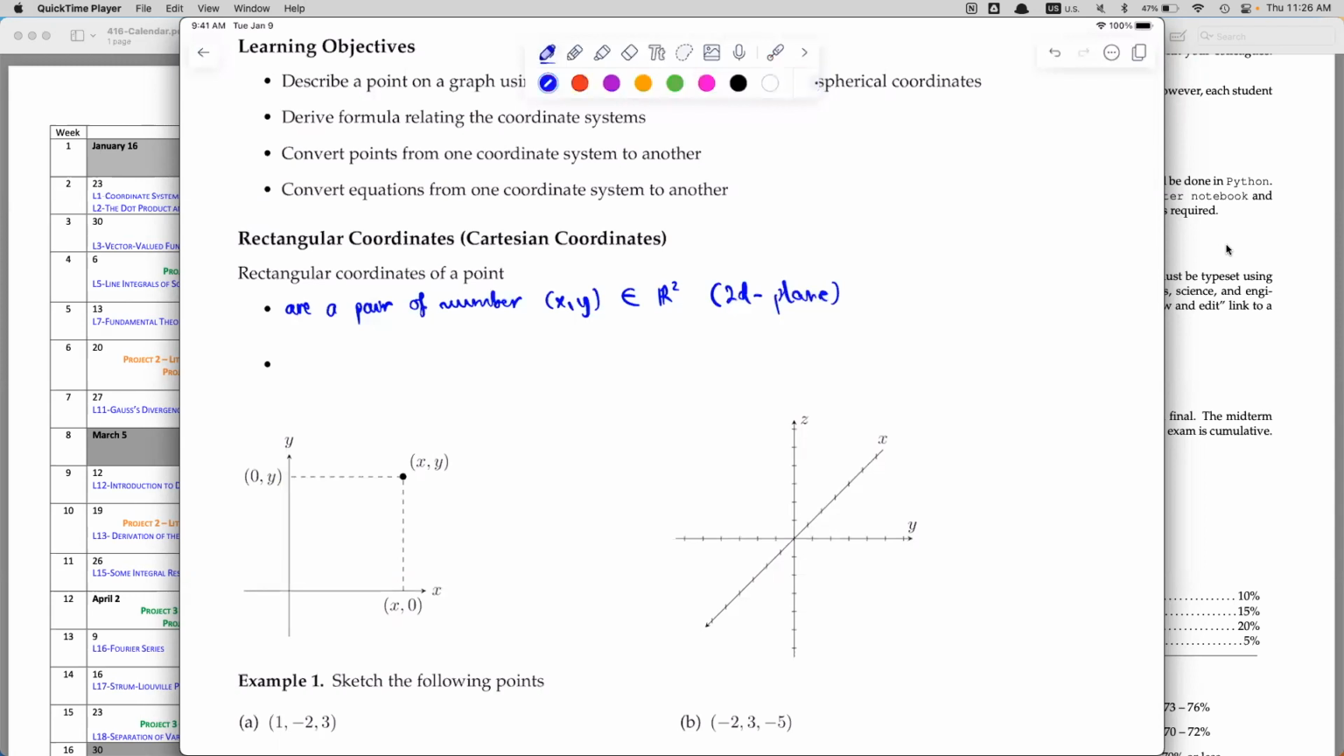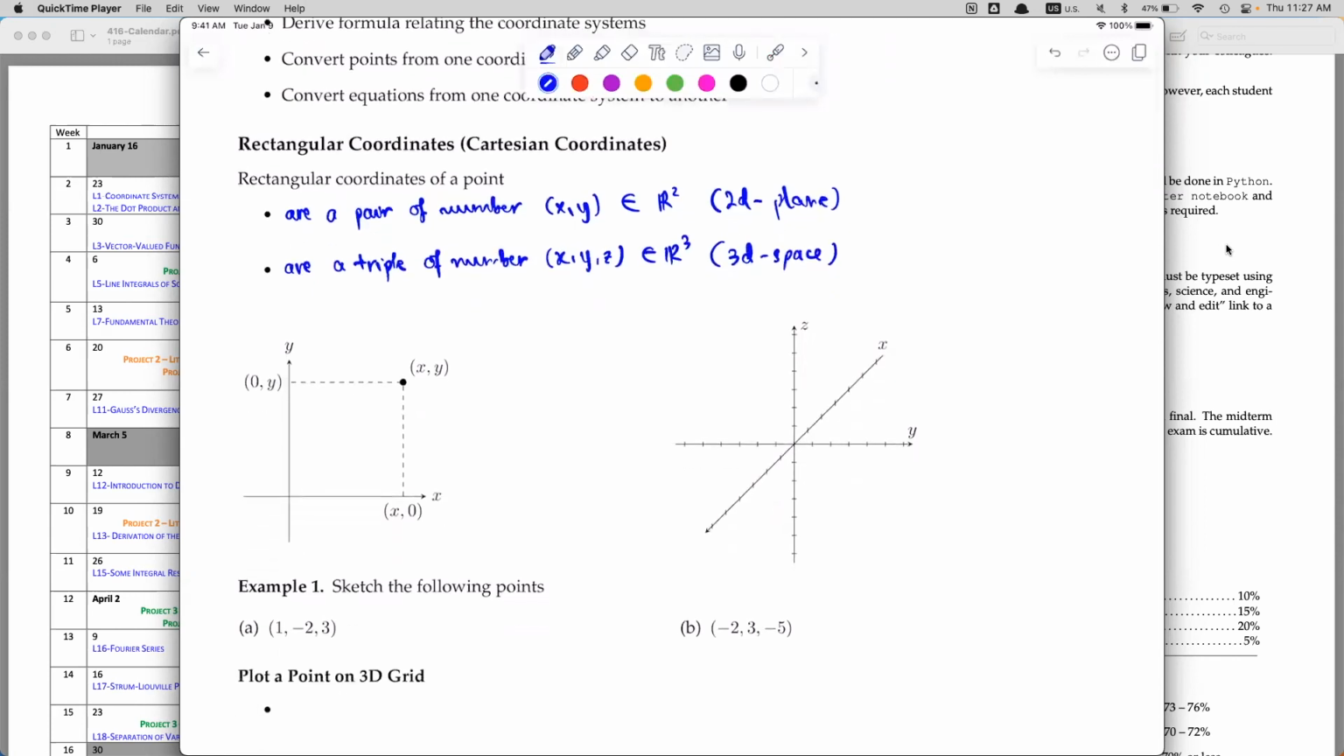Or you can describe this as a triple of numbers x, y, and z in R3. This is called the 3D space. So it's very straightforward to graph a point, or to pinpoint a point, on the 2D plane. It's a little bit more difficult, more involved, when you want to pinpoint a point in the 3-dimensional space. So how could you do it?